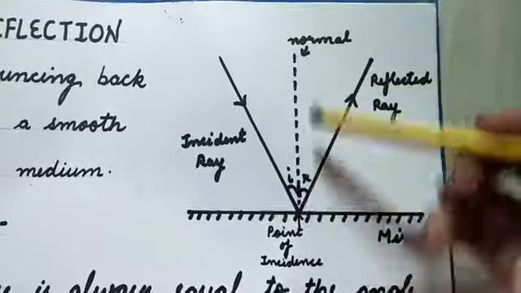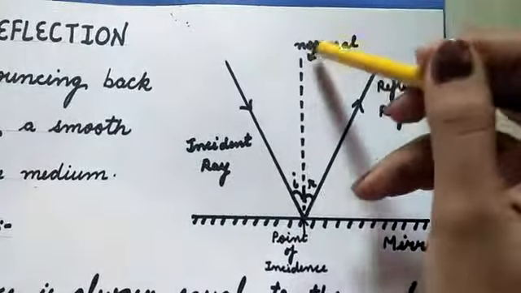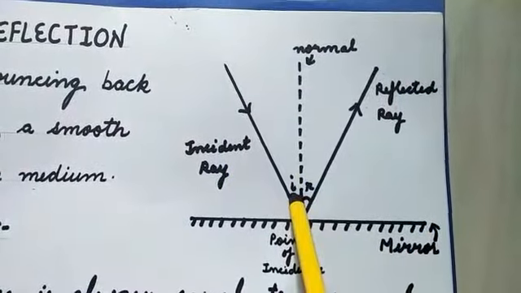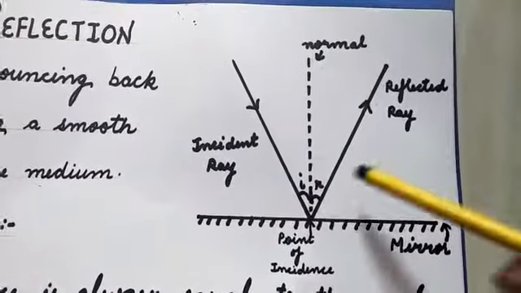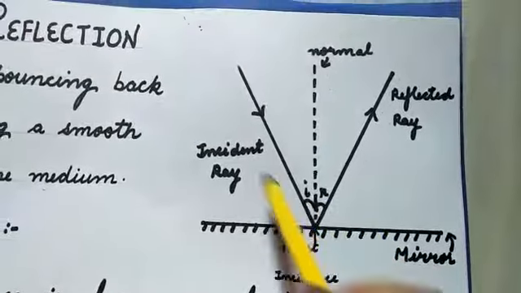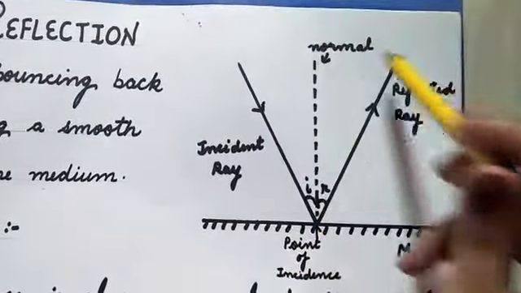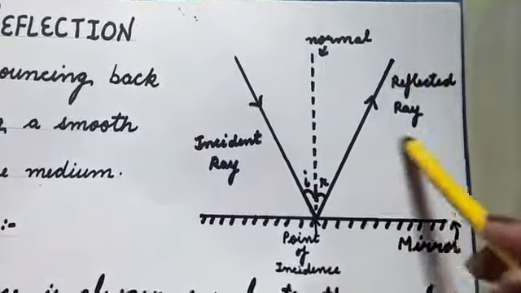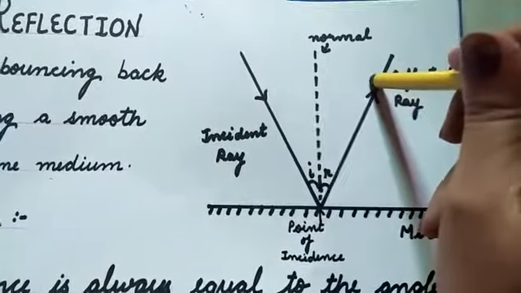This is the normal. We can also say that this is perpendicular to the surface, right? And this is angle I, which is also known as the angle of incidence. And this is angle R, which is known as the angle of reflection. The angle of incidence is made by the incident ray and the normal, and the angle of reflection is made by the reflected ray and the normal. Okay, I hope this is clear to everyone.